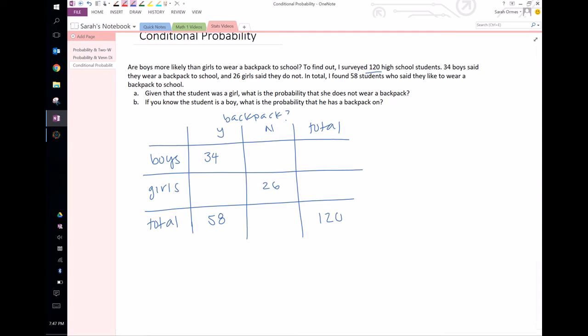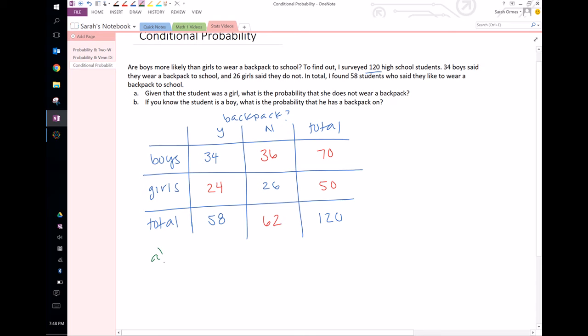Okay, let me switch colors for you. Now we are just going to go through and fill in these numbers by adding. So this first column right here, I know it has to add to 58, so this must be a 24. Okay, so now I can add straight across, 24 and 26. That is 50. In my total column, I can make this one a 70, which means that is a 36, and this is a 62. All right, we're ready for questions.